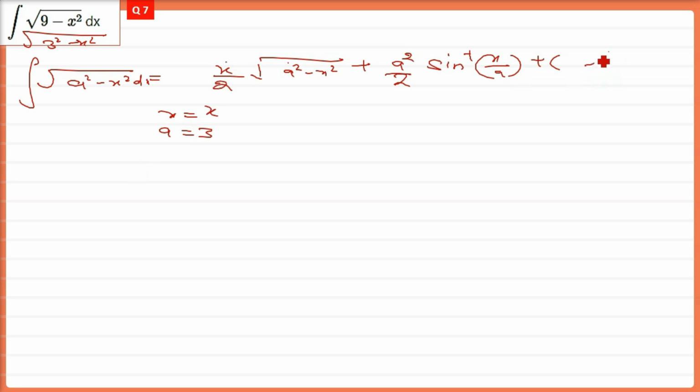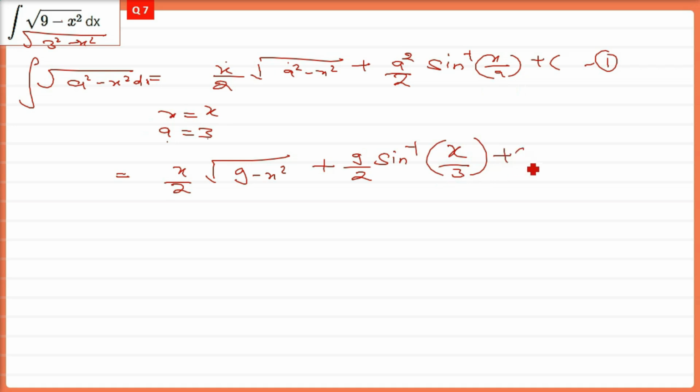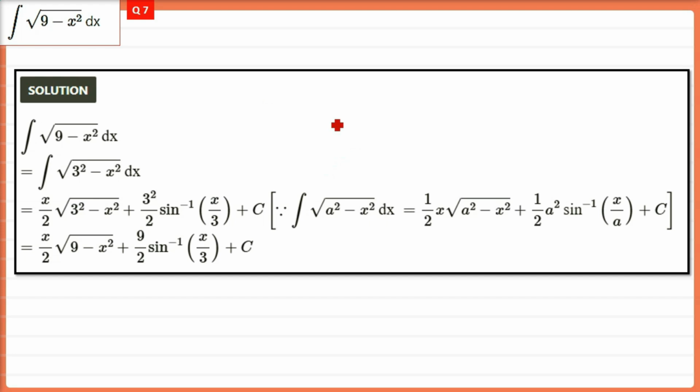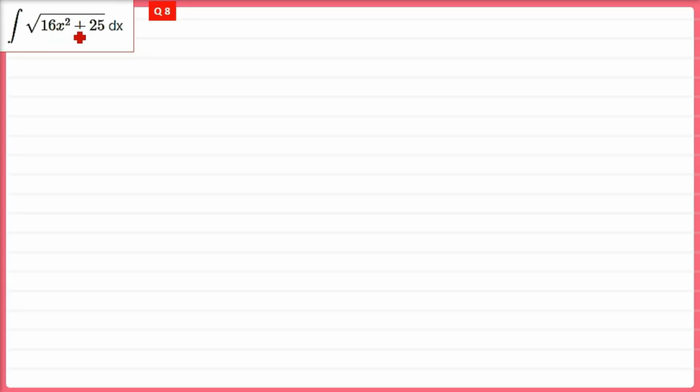Now I am putting this all in equation number 1. x to be replaced by x and a to be replaced by 3. So x by 2 under root 9 minus x square plus a square by 2, which is 3 square, which is 9 by 2. So 9 by 2 we have sine inverse x by a, that is x divided by 3, plus a constant of integration. This is your final result. Okay, this can be very clear when you usually do it by yourself.